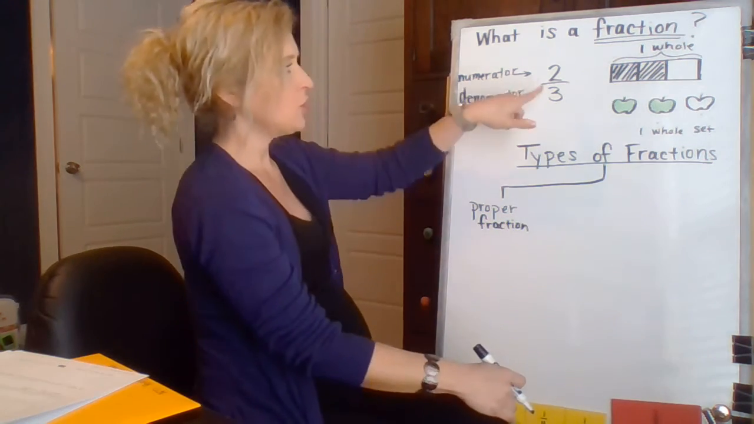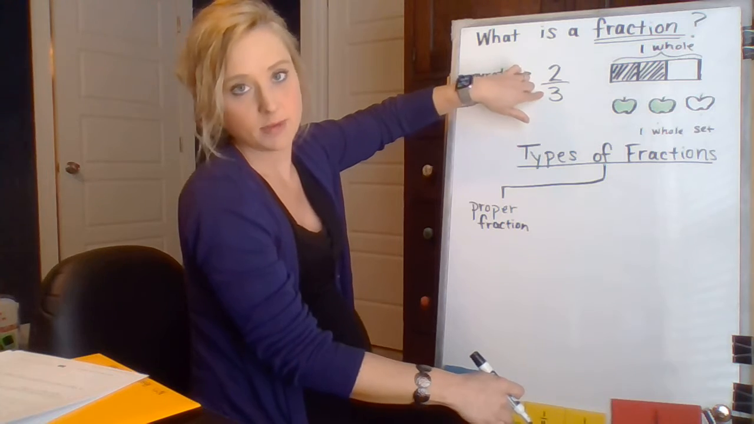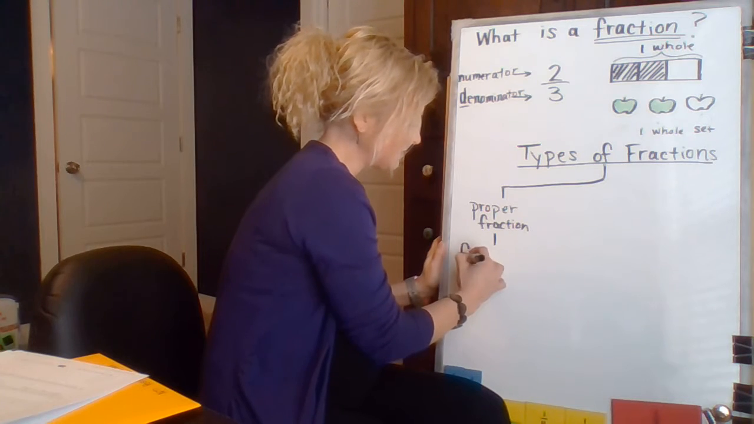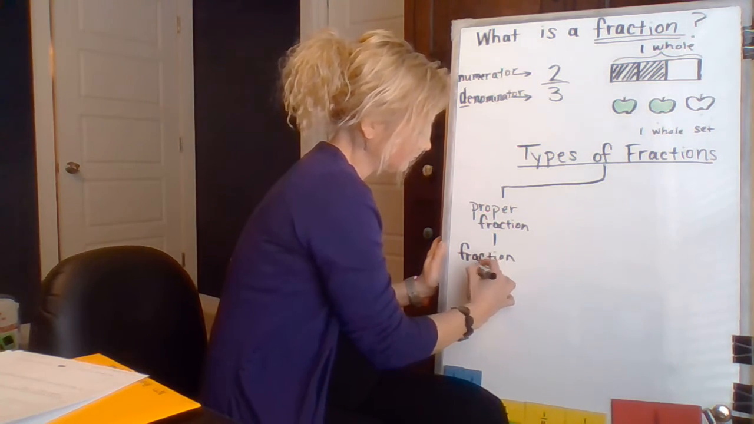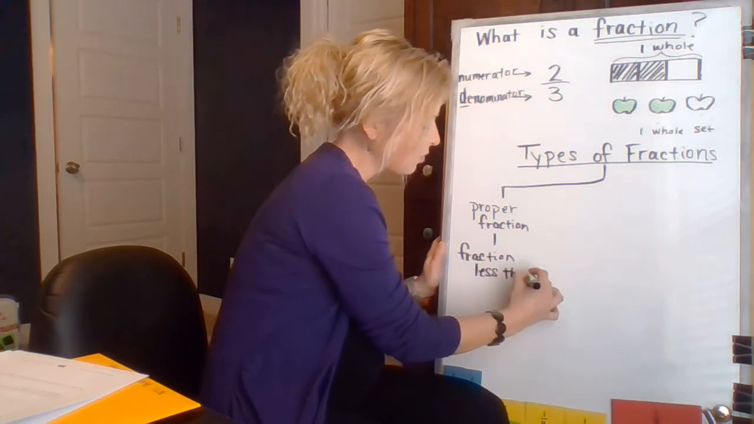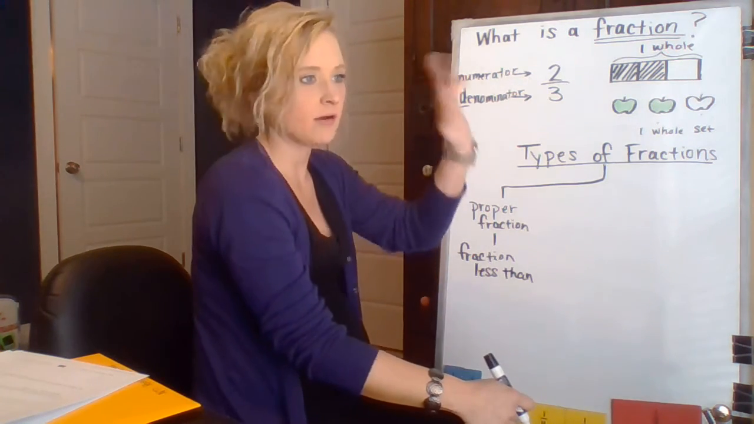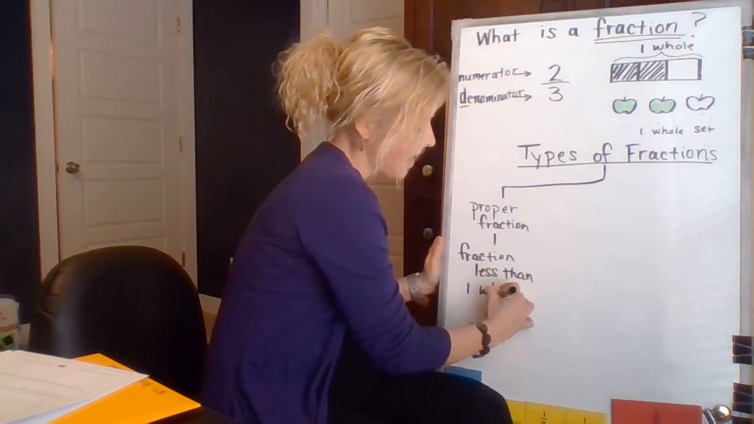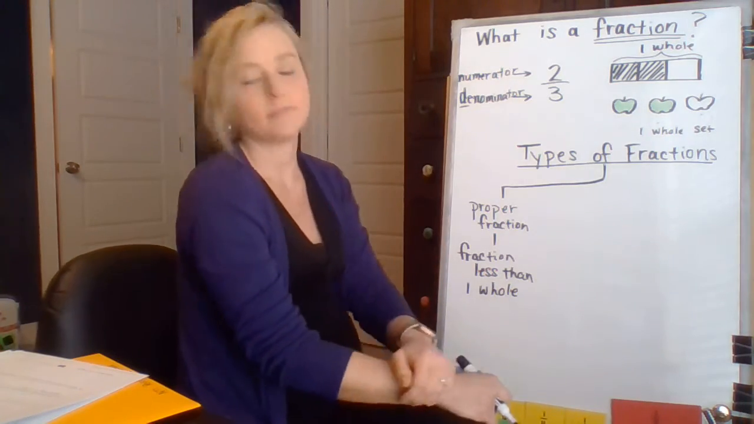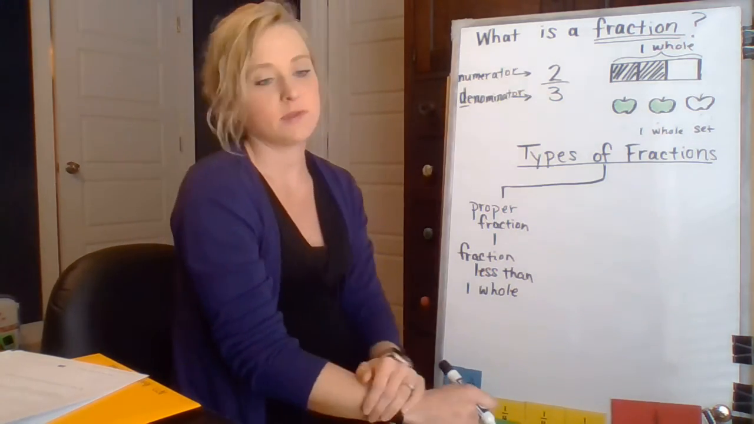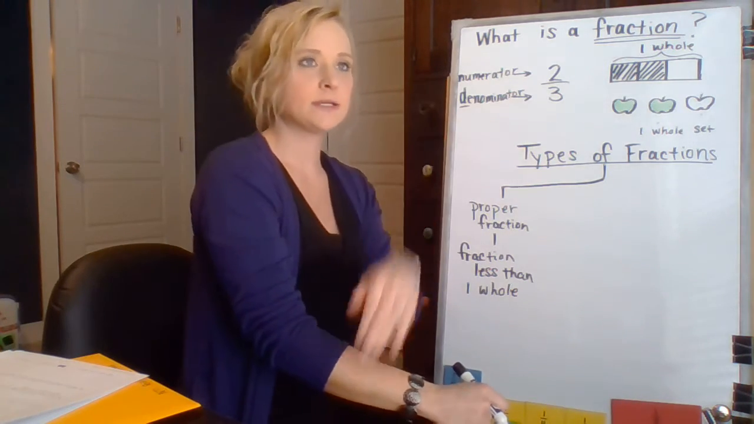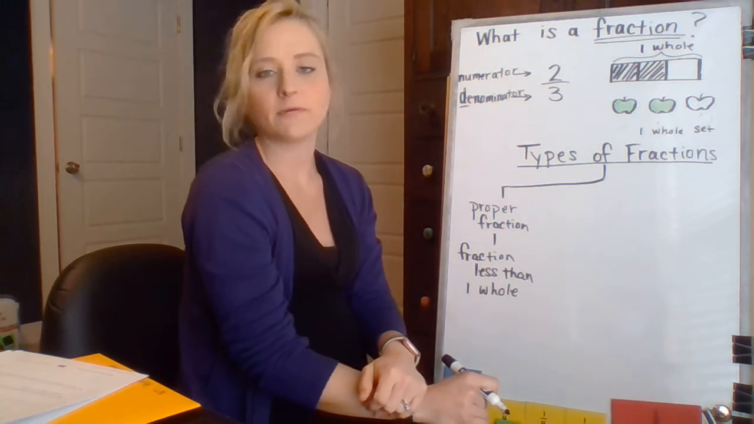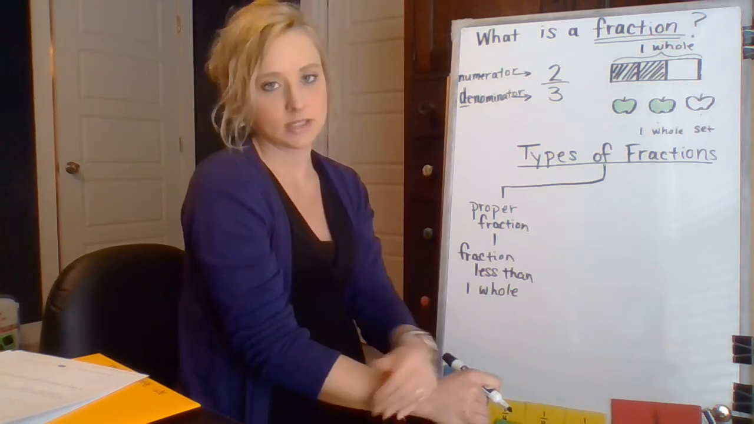And that's where the numerator is smaller than the denominator, okay? And so it's always a fraction that's less than 1. So I'm going to put fraction less than 1 here. 1/4, 1/2, anything with a numerator of 1 is going to be a proper fraction. And then always remembering that the numerator is smaller than the denominator. So 2/3, 4/6, 5/6, 3/12, 50 hundredths. Those are all proper fractions because they have a value that's less than 1 whole.